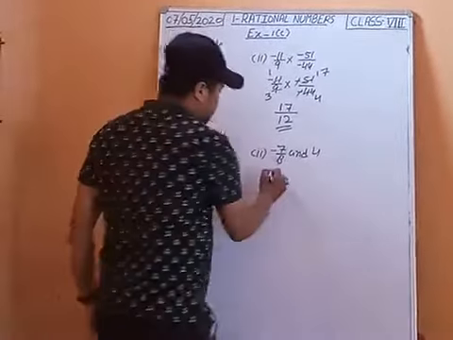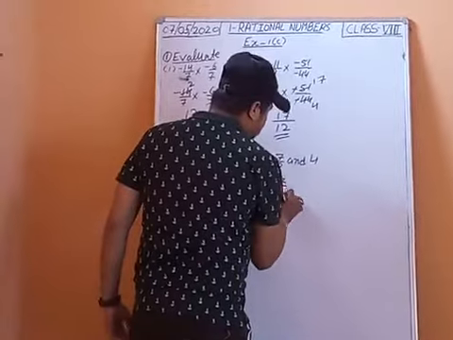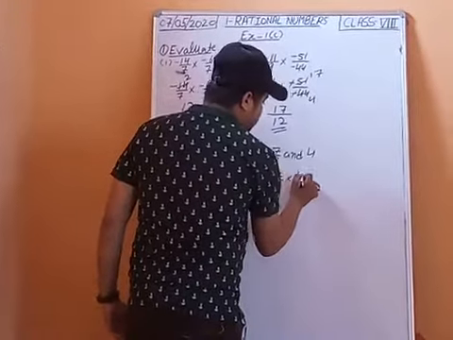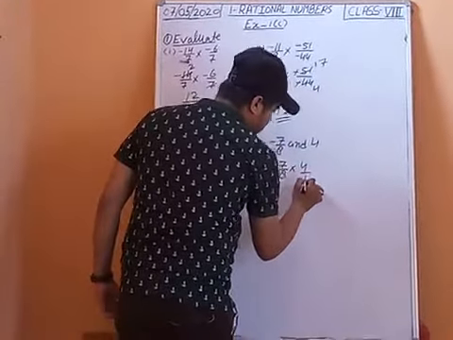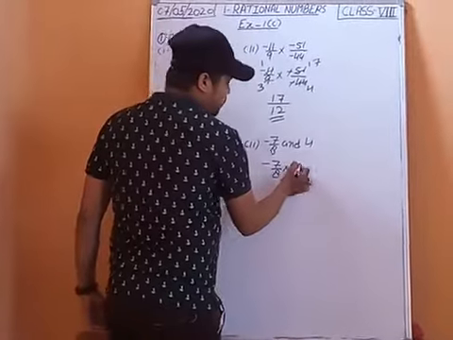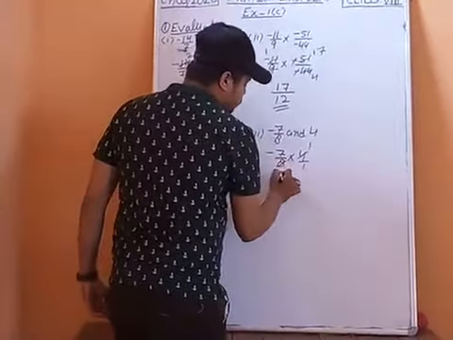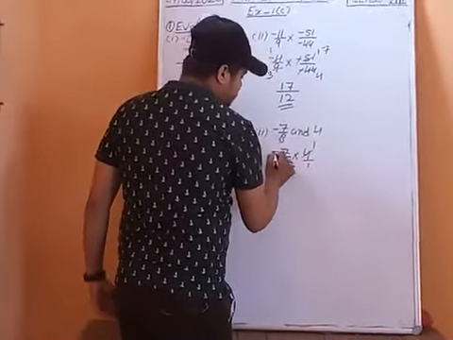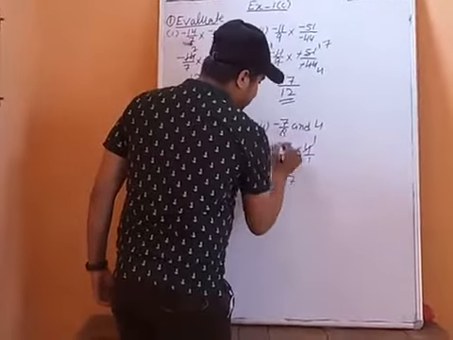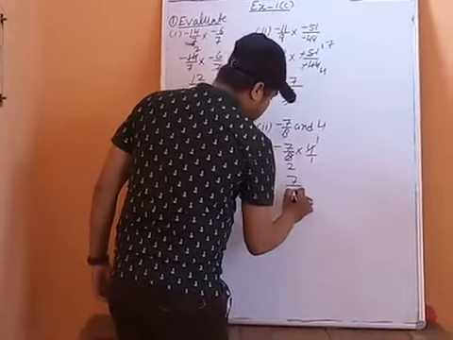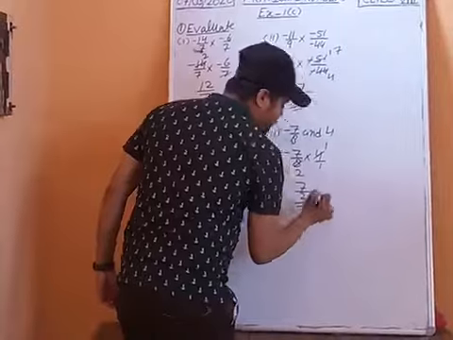Next, minus 7 upon 8 multiply 4. So what is the number here? 1. 4 upon 1. So 4 1 is 4, 4 2s are 8, 7 1 is 7. Minus plus minus. Upon 2 1 is 2. So 7 upon 2.